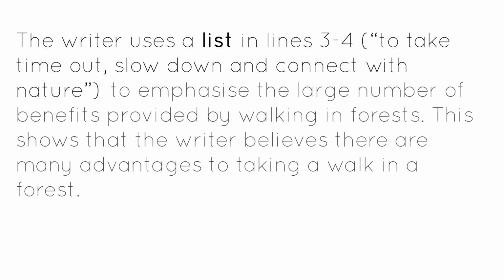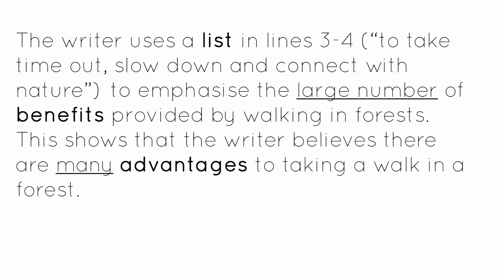Trickier now is to analyze that. So why is the list used? The list is used to emphasize the large number of benefits provided by walking in forests. And this shows that the writer believes there are many advantages to taking a walk in a forest. So where do I get the second mark? Well, it's the underlined and bold bits that get me the marks. The list shows that there is more than one benefit. There's a large number of benefits for going into a forest, and this shows her view that the forests are a good place. And my final sentence, I just add in extra information to guarantee I get the mark.